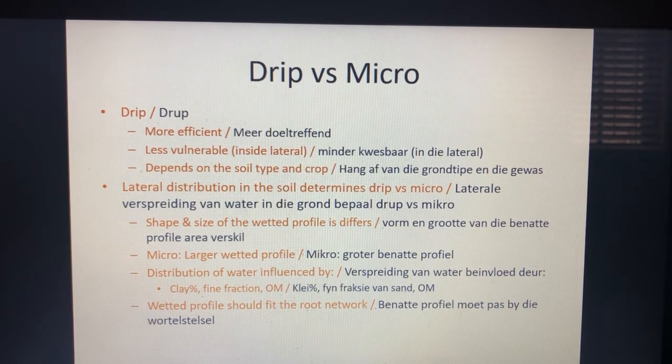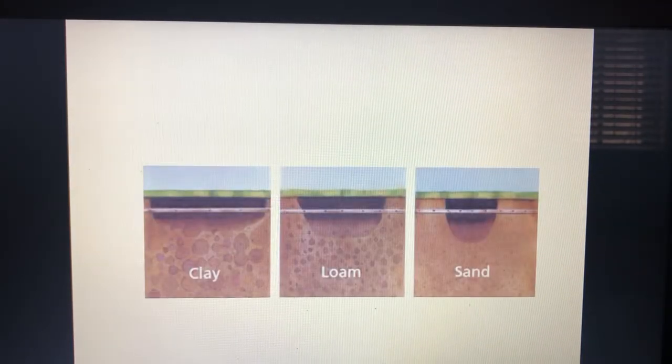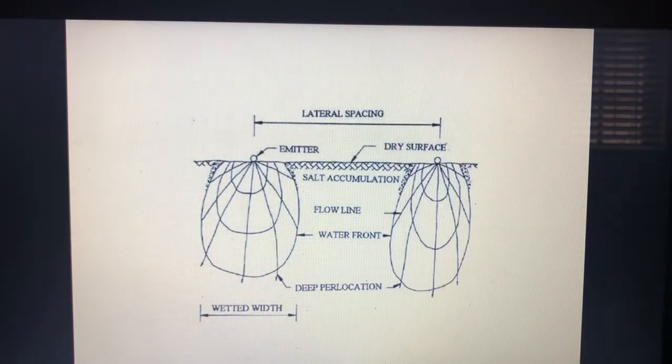The distribution of water is influenced by the clay percentage, the fine fraction, and the organic material. The wetted profile should fit the root network, like you can see with this sketch. The profile in the soil depends on what you need. If you need the wider one, then that's the one you should try to have. This is a similar kind of thing, which shows you that different soils and different profiles occur in the soil, and that's also why it's very hard to know exactly how far you need to space your emitters from each other.